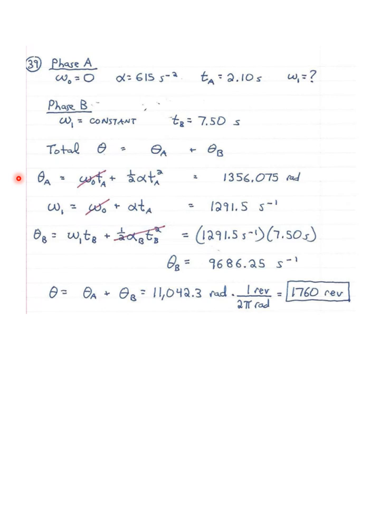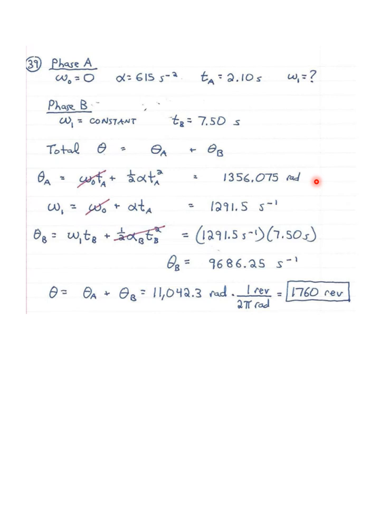We can say that theta sub A is omega naught times the time of A, but omega naught is 0, so I've just crossed that out. That's 0, plus 1/2 alpha times T sub A squared. And so we'll plug in those values for phase A, and we get 1356.075 radians.